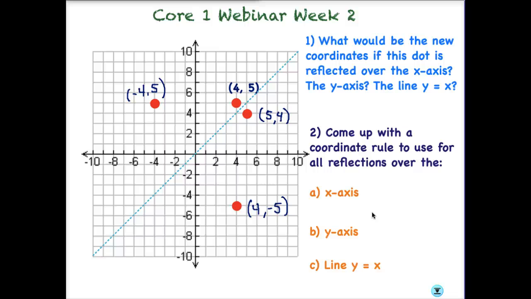Okay, so some of you guys are good. I'm thinking maybe some of you guys aren't sure about the rule, but when you're coming up with rules, you just want to look at patterns. You know, what pattern are you seeing? Like when you reflect over the x-axis, what's different about the coordinates of 4, 5 to 4, negative 5? You know, always think about what is different.